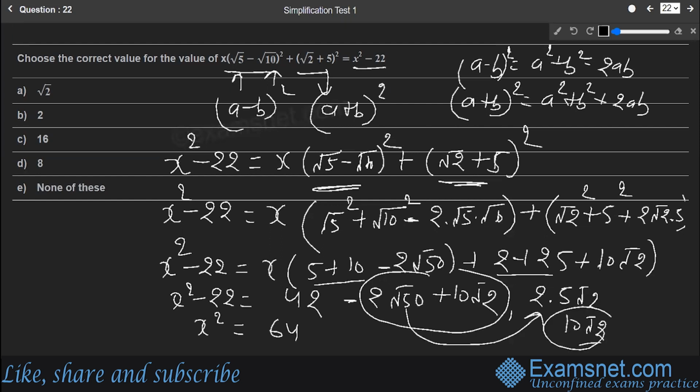So there is negative 10 root 2 and there is positive 10 root 2, which get cancelled out with each other. So ultimately x square remains 64, and the x value comes out to be 8, because 64 is the square of 8 only. Where is the answer available? It is available in option number D and becomes the right answer.